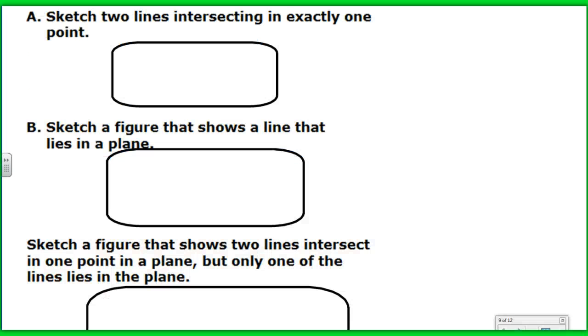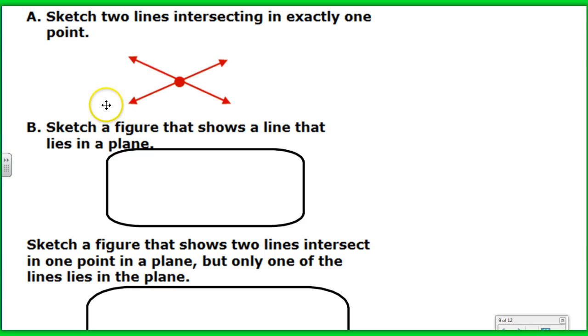Okay, so go ahead and pause your video and answer these questions, or go ahead and see if you could sketch these things and come back and check your work. Sketch 2 lines intersecting at exactly 1 point. Might look like this. Maybe you identified the lines with points. You named them. Good for you.